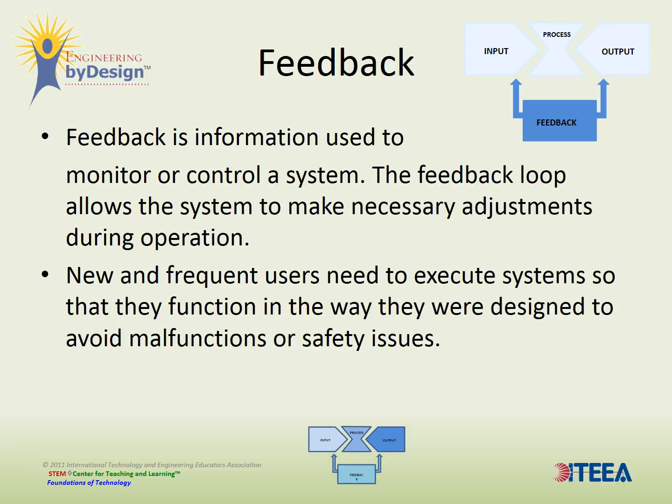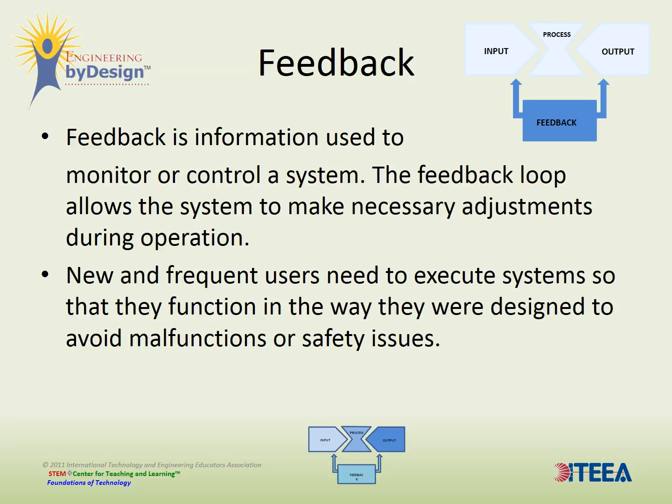Now, feedback. Why is feedback important? Feedback is information used to monitor or control a system. So you see your feedback loop. The system is going to take the necessary adjustments during the operation. So the output comes down. It's going into feedback. Feedback's going to say, okay, input, change such and so. Then it repeats the cycle.